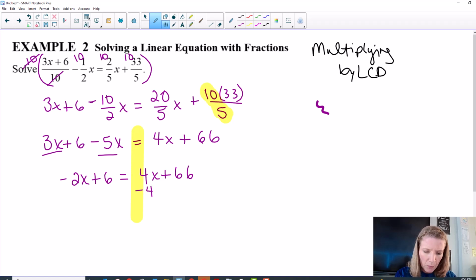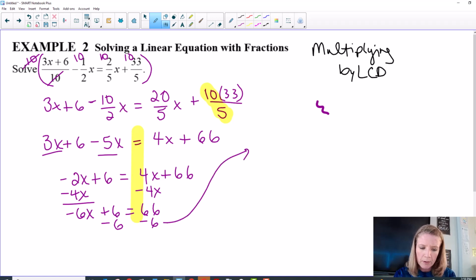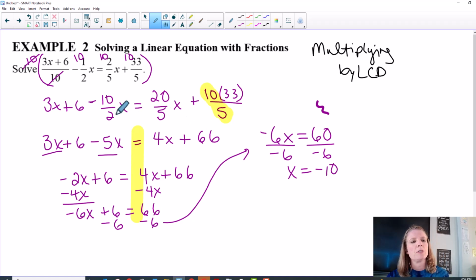So I minus the 4x. That's negative 6x plus 6 equals 66. Subtract the 6. So negative 6x equals 60. And then divide by negative 6. So x is negative 10. You only had the one extra step of multiplying through by your least common denominator first.